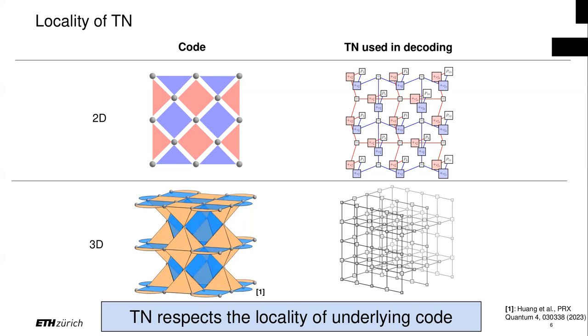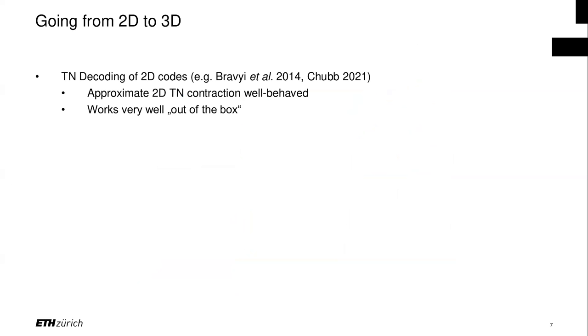And as we already mentioned before, the 2D case has been studied quite a bit in the literature. Tensor network decoding, from what I know, stems back to quite an early paper, but the first instance where it was applied to a 2D code was Sergey Bravyi's paper in 2014, where he used standard MPS techniques to decode the surface code. Later work by Christophe, who also gave a talk in this group a few years ago, generalized this to arbitrary 2D codes, right?